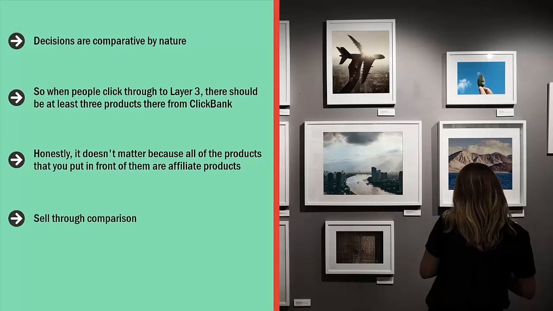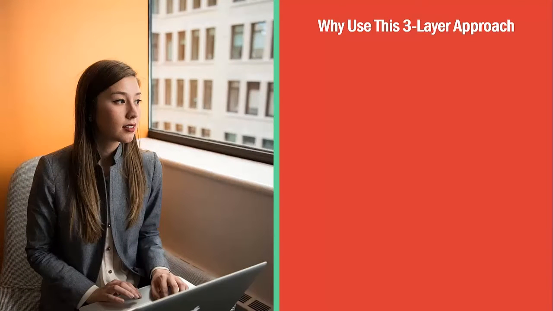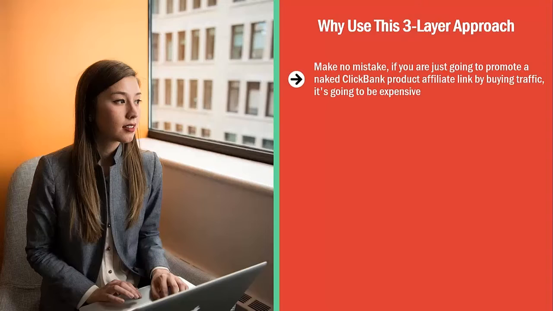Sell through comparison. Don't just feature one product because when you do that, you only have one bite at the apple. You also run the risk of looking like you have an agenda. Now, let's get real here. You always have an agenda. You're not putting up this website because you have nothing else better to do. However, you have to do this in a way that overcomes their suspicion and skepticism. Appear to give more value by showing a product comparison page. Why use this 3-layer approach? Make no mistake, if you were just going to promote a naked ClickBank product affiliate link by buying traffic, it's going to be expensive.